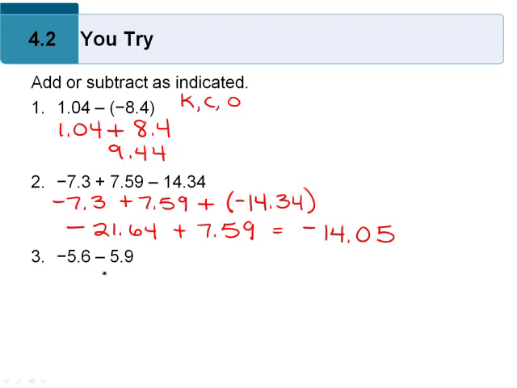Okay? All right, so number 3, you have negative 5.6 minus 5.9. So again, keep, change, opposite. Negative 5.6, keep it the same, plus, and then the opposite would be negative 5.9. So look at the signs. They're the same. So we add and keep the sign. So go ahead and put that negative sign there. 5.6 plus 5.9 gives you 11.5. And it's negative.